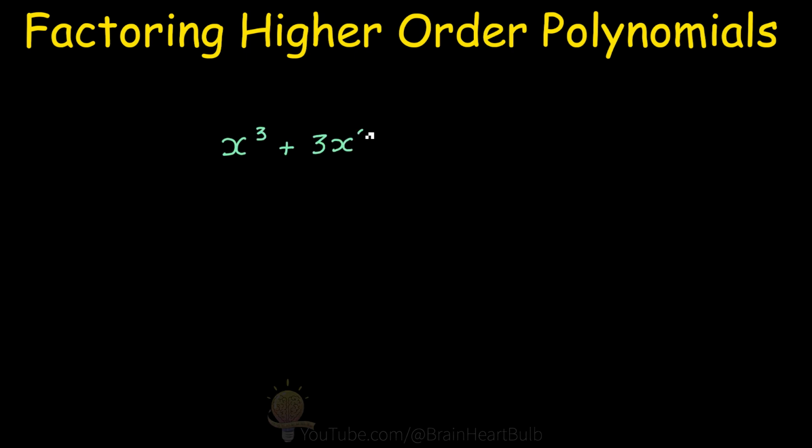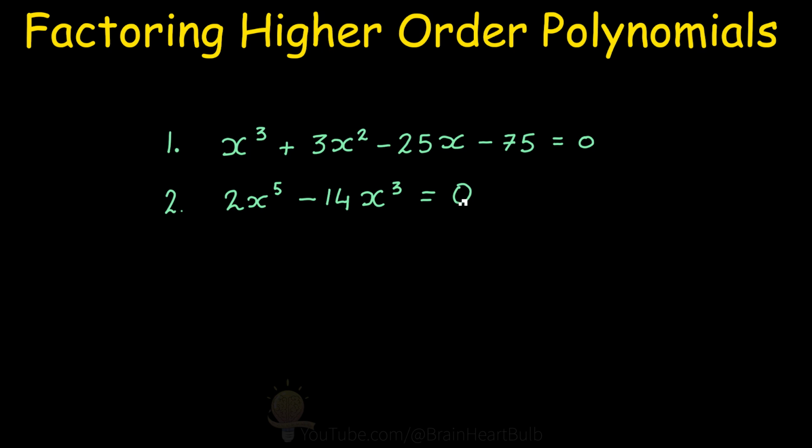How do we factor polynomials with a degree higher than 2, such as these two polynomials here? The first important rule we need to understand is the total number of real or complex solutions to a polynomial is equal to the highest power. So we have a look at these two polynomials here. How many potential solutions would each equation have?